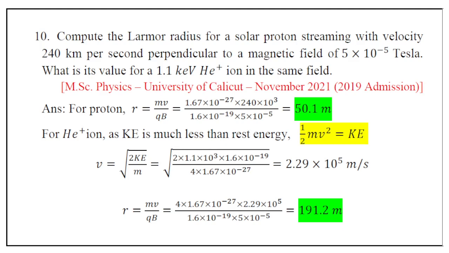We will get the answer as velocity of the helium ion, and therefore Larmor radius is m v by q B. So mass is 4 × 1.67 × 10^-27 for helium ion into velocity divided by charge. It is He plus, so it is singly ionized, charge is same as the electron, and 5 × 10^-5 magnetic field. We will get 191.2 meter.